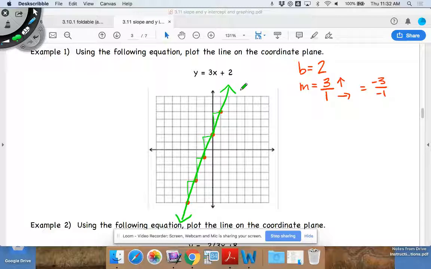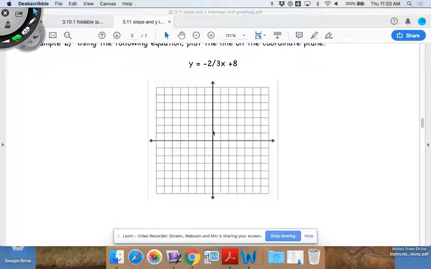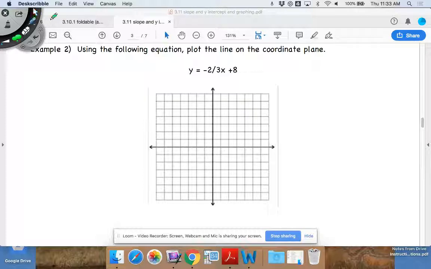All right, looking at example 2, we have a new equation. Is it in y equals? Yes. So first thing we're going to do is identify the b. What's the b? 8. So I think I made this graph not big enough. 1, 2, 3, 4, 5, 6, 7. One more. So there's 8. That would confuse people when they look at their notes. But yes, you could have.